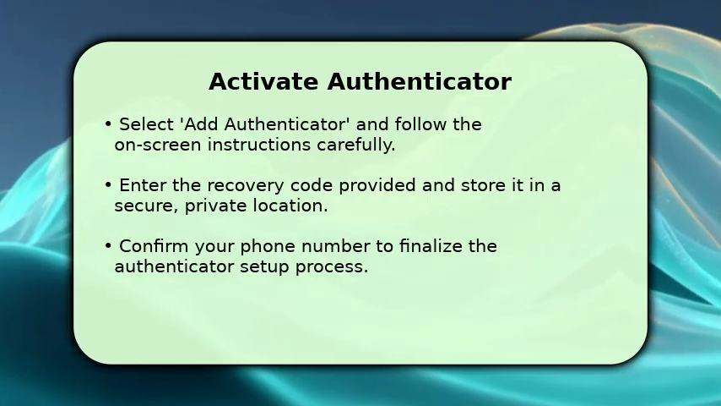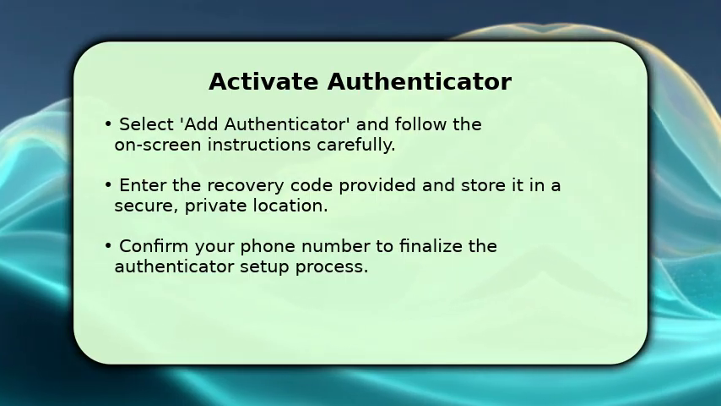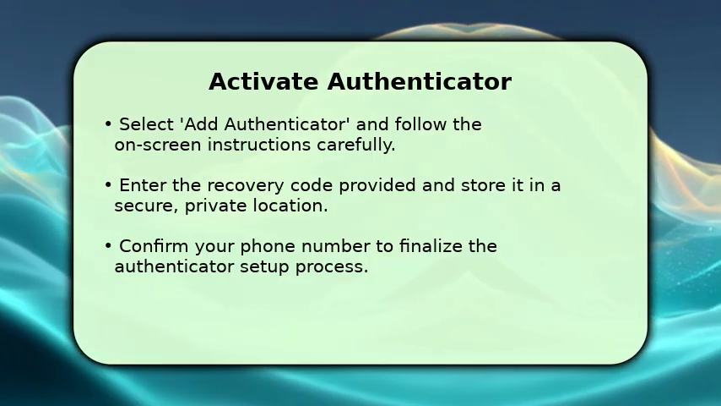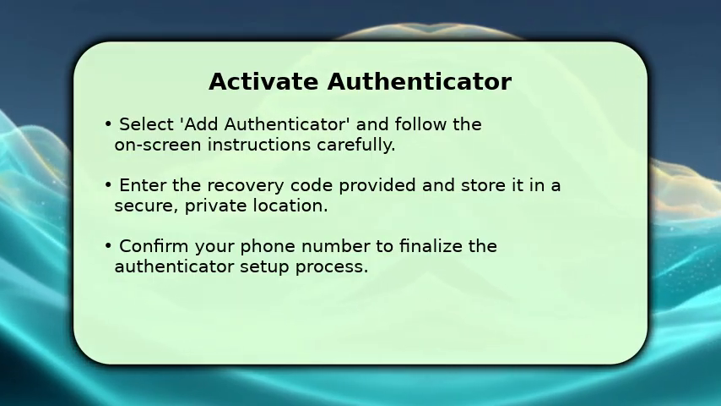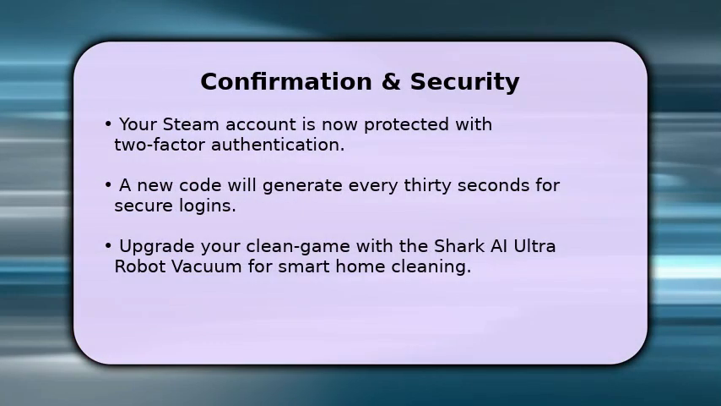The app will generate a unique recovery code. It is crucial to write this down and keep it somewhere very safe, as it's your only way to recover access if you lose your phone. Finally, you will need to confirm your phone number to complete the activation. Congratulations! Your Steam account is now secured with the SteamGuard mobile authenticator.